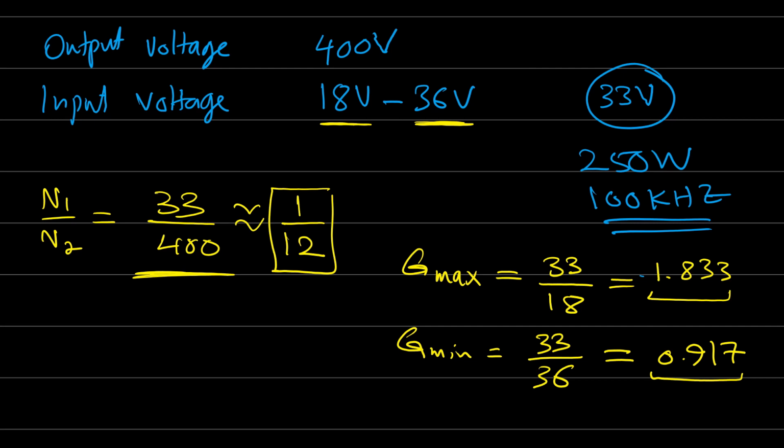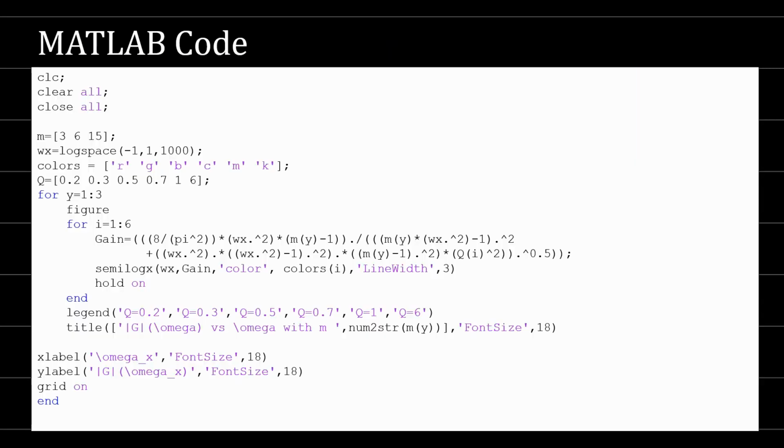Now we need to take these values and plot our figure and see what is the value for the equivalent resistance, the inductance, the capacitance, and so on. I wrote this code, which defines the gain, the equation that we just obtained. On MATLAB, it's very simple. You just need to define this very accurately and make sure that there is no error in this equation. Then we plot the figures, and I define the Q values as 0.2, 0.3, 0.5, 0.7, 1, and 6 to see a wide range of Q values, and also the values of M.